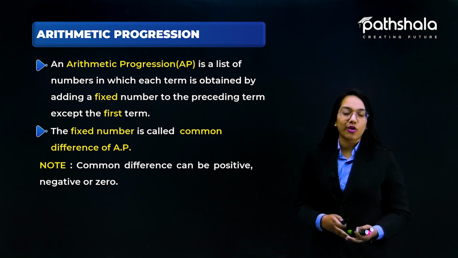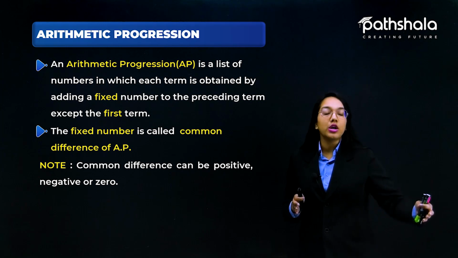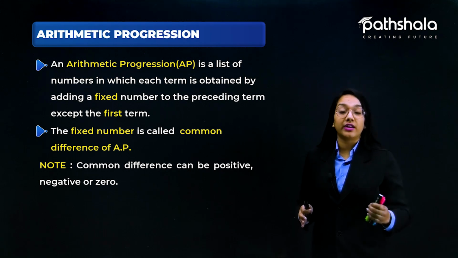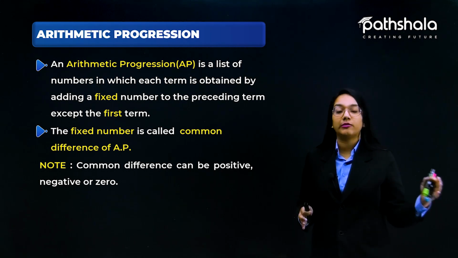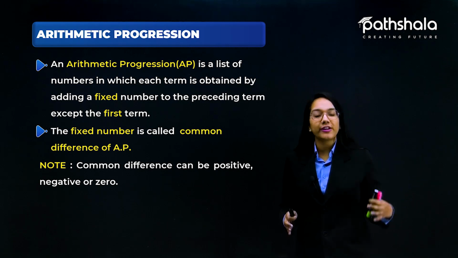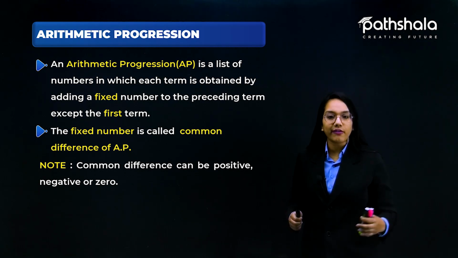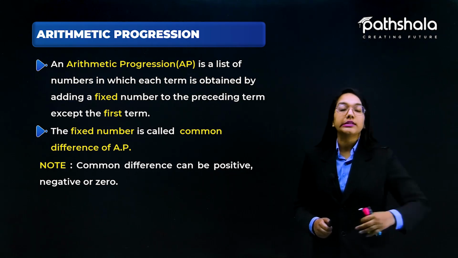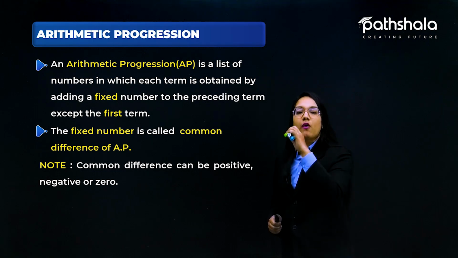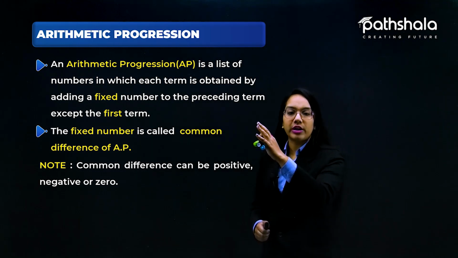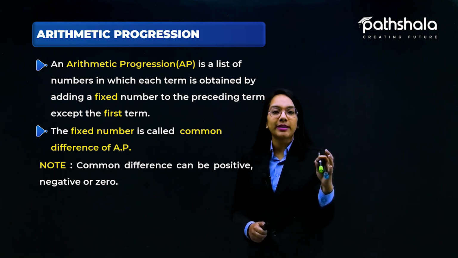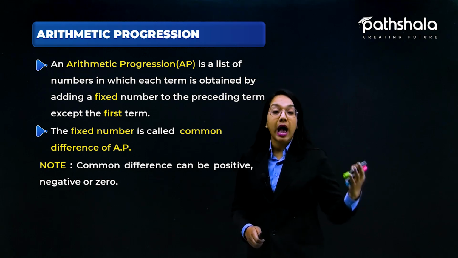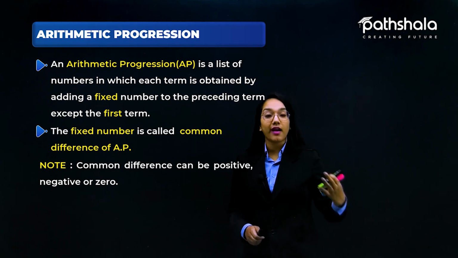If I take the list of numbers 1, 1, 1, 1, 1 and so on, the number we are adding is 0. So the common difference can be positive, negative, or 0. This is a really important concept, where we talk about the definition of an arithmetic progression, what the fixed number called the common difference is, and that the common difference can be positive, negative or 0.